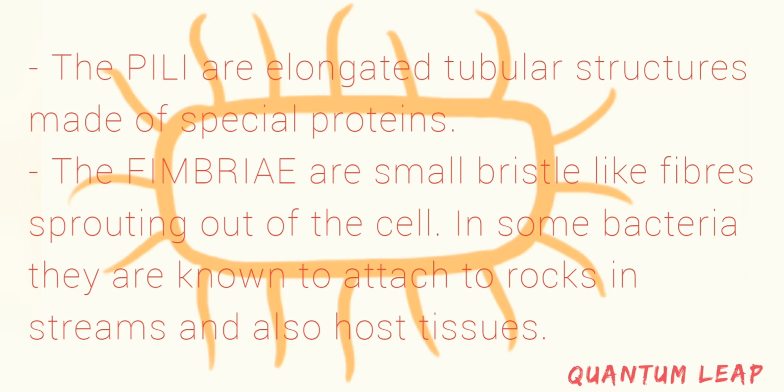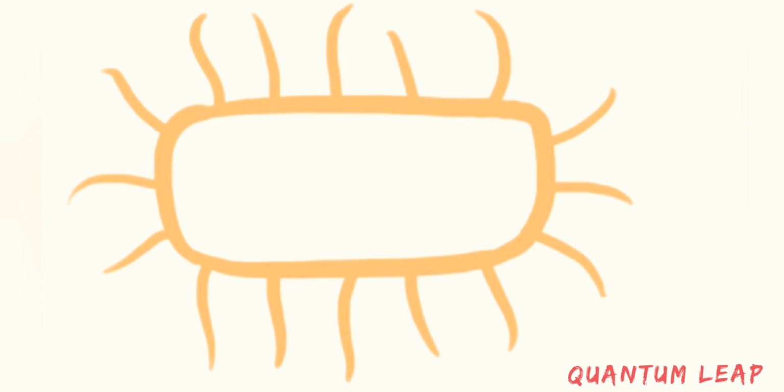The pili are elongated tubular structures made of special protein, whereas the fimbriae are small bristle-like fibers sprouting out of the cell. In some bacteria, they are known to help to attach the bacteria to rocks, in streams, and also to host tissues. So the important point to remember is that flagella helps in motility, whereas pili and fimbriae do not involve in any kind of movement of the bacteria.